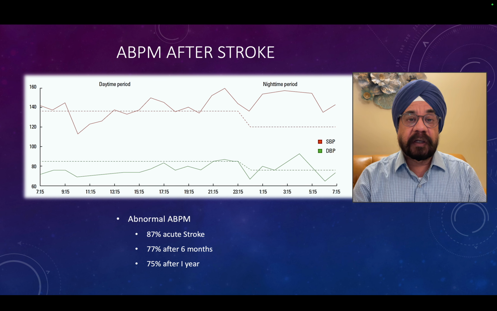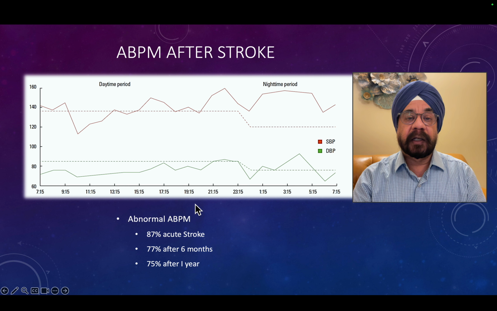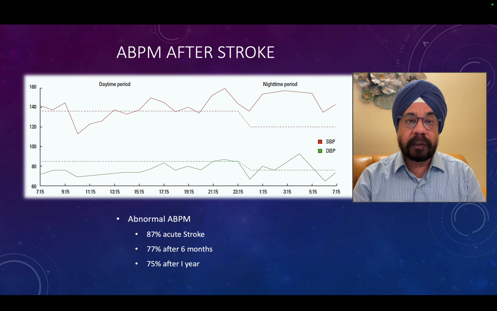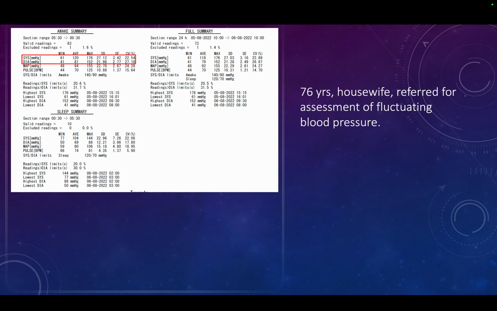About 60 to 70% of patients who suffer a stroke can have an abnormal nocturnal dipping for about a year or more. So in all patients of stroke, please look into whether there is a nocturnal rise or not, because you want to prevent a subsequent stroke, which is quite commonly associated with uncontrolled blood pressure.